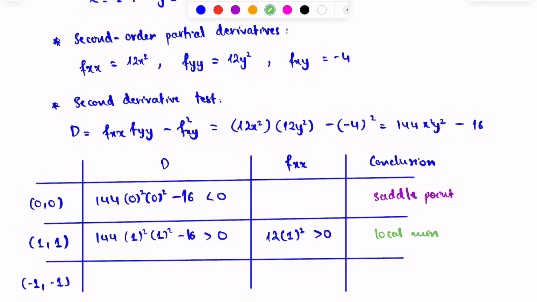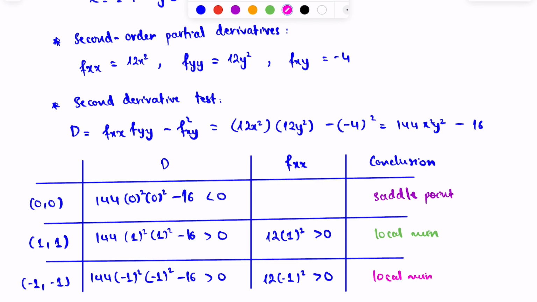Then we move on to the last point, (-1, -1). You have 144 times (-1) squared times (-1) squared minus 16. This is also a positive number. Then we move on to calculating f_xx, and you get 12 times (-1) squared, which is a positive number. And again, you can conclude that this point, (-1, -1), is also a local minimum. From this analysis, you are able to locate a saddle point and two local minima.